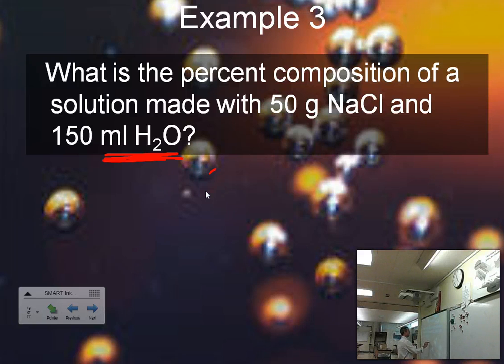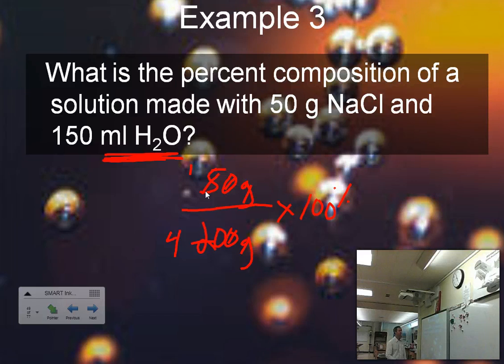So the calculation is fairly simple after that. It's just 50 grams, and again, I would divide that by 50 plus my 150, so it would be 200 grams, times 100%. I could do that on my calculator, or I could just cancel. 5 goes into here, 4, so it's just 1/4. I know 1/4 is 0.25 as a decimal, times 100%. That gives me a percent composition of 25%.